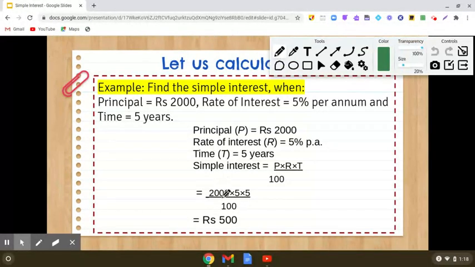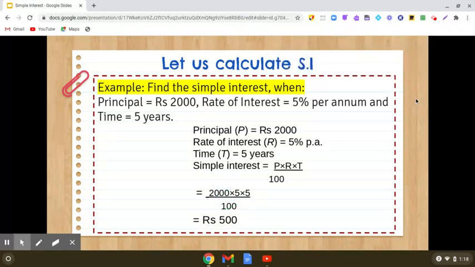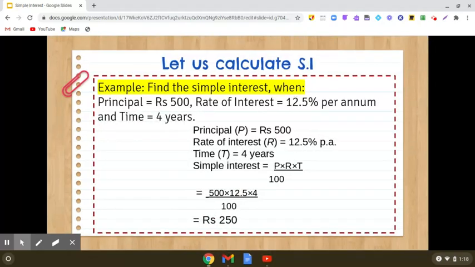So here you can see that you can cancel two zeros from the numerator with two zeros from the denominator. Then 20 into 5 into 5. 5 fives are 25 into 20. That gives us rupees 500. I hope the question is clear to you. Let us move on to another example.